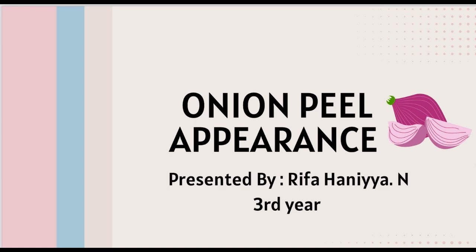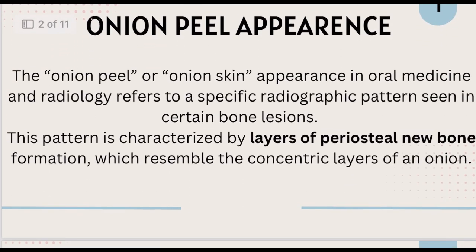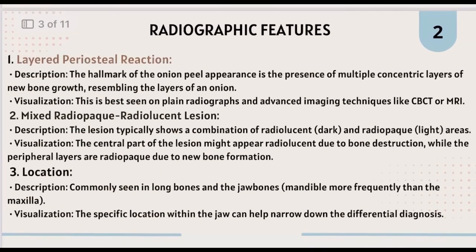So next up we have radiographic features. In radiographic features, we have layered periosteal reaction, mixed radiopaque radiolucent lesion, and location. In layered periosteal reaction, we can see the onion peel appearance in concentric layers. This can best be seen in CBCT or MRIs.